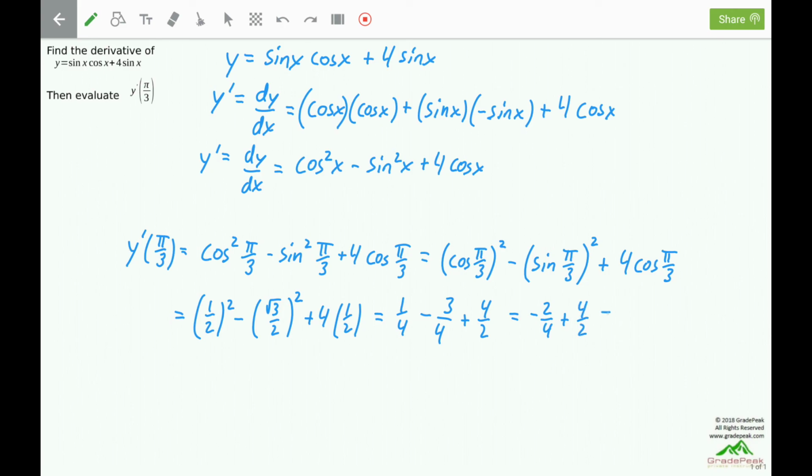Now the negative 2 over 4 can be reduced by 2, negative 1 over 2. The second term I'm not going to reduce because I need to add these together, and if I don't reduce it, they're already over a common denominator. I have a negative 1/2 plus 4/2. Negative 1 plus 4 is 3/2. 3 over 2.